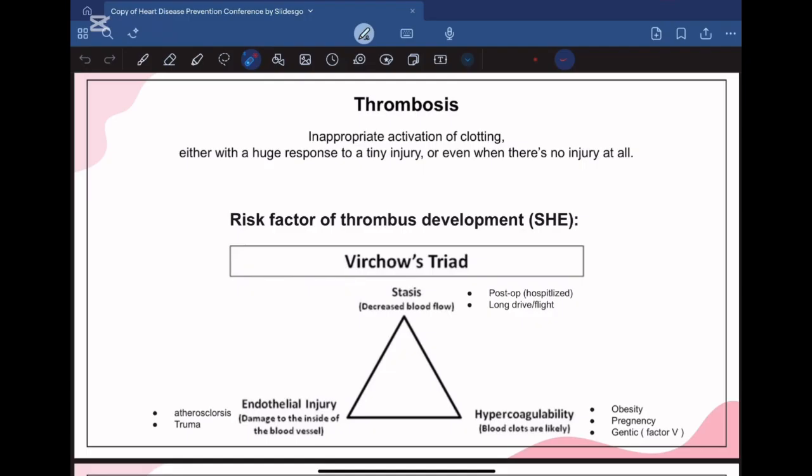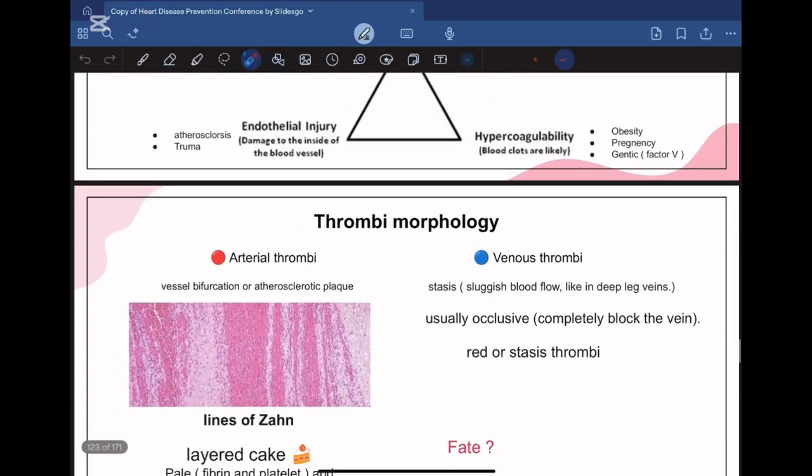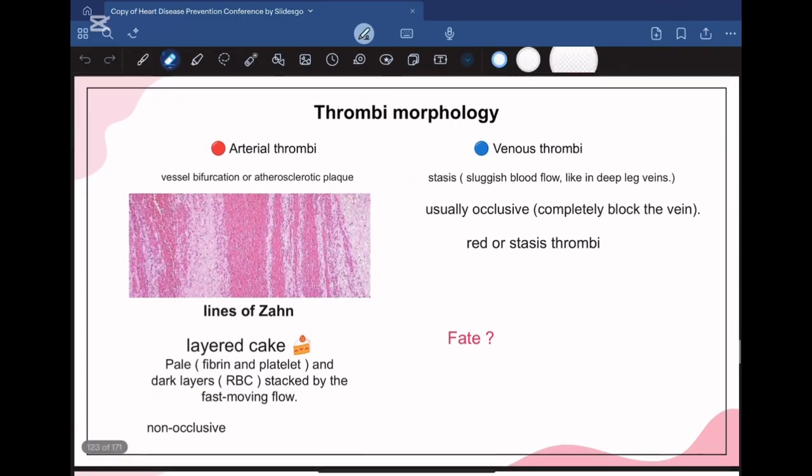Okay. Moving on to the E, which is endothelial injury. For example, we have an injury inside the blood vessel, and it could be when the patient has atherosclerosis or there is a trauma, therefore the injury will activate the hemostatic cascade. It could activate it in a very huge way, therefore this leads to a clot forming. Okay, basically when a clot forms, we can have two types, either arterial thrombi or venous thrombi.